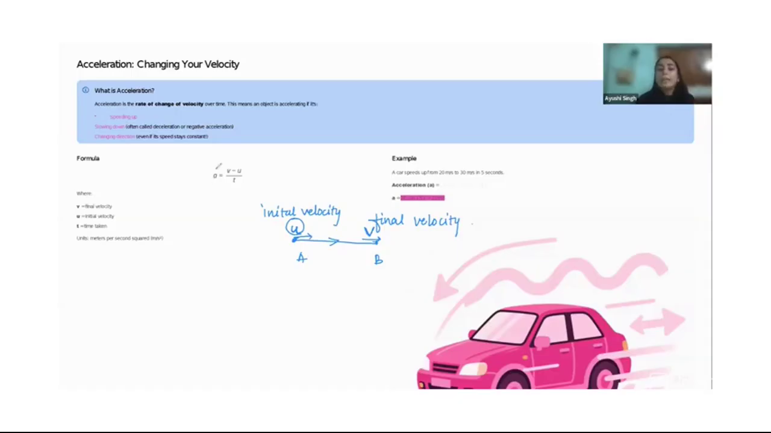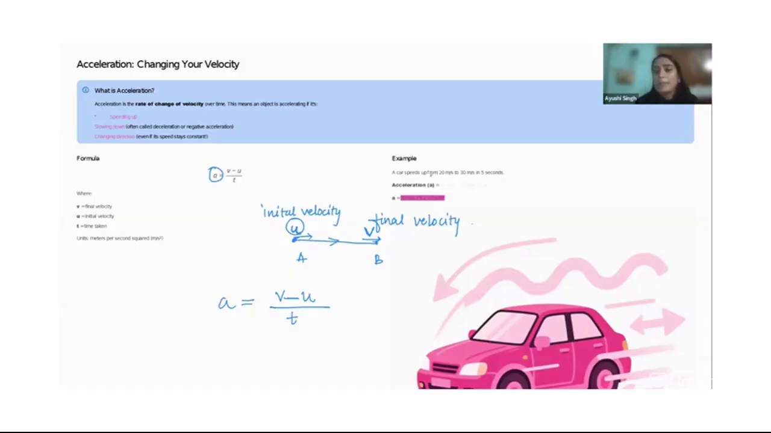So to calculate the acceleration, we have to take the final velocity, and out of that, we have to remove the initial velocity. That will tell us the change in the velocity, right? Upon time. And that will give you the acceleration of anything.